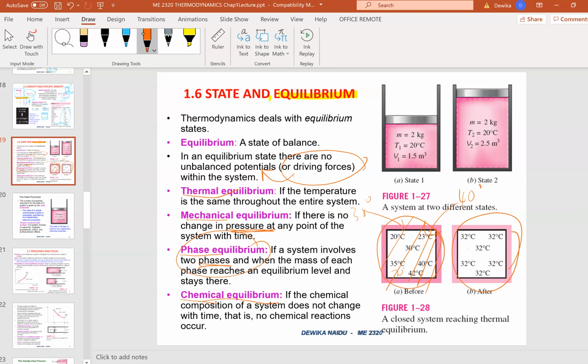This one you have studied in chemistry, right? So it will go through a reaction, and then at the end of the day, it will be equal, right? The reaction on the left side with the right side. Yeah, so this is chemical equilibrium.